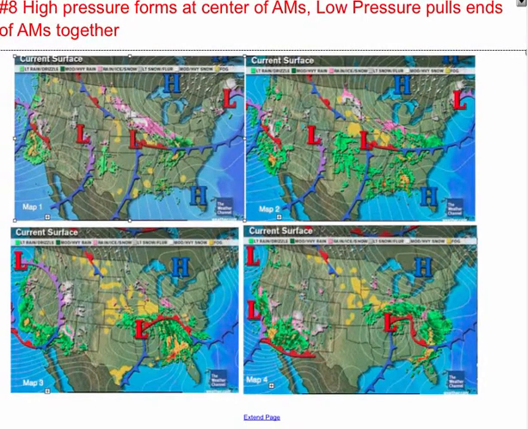Next, high pressure forms at the center of an air mass. Ta-da! And low pressure pulls air masses together. So you get high pressure, you get low pressure. It's going to be sucking or squeezing in the air as it's coming together. And that's why low pressure tends to have the fronts associated with them, where there's weather changes.